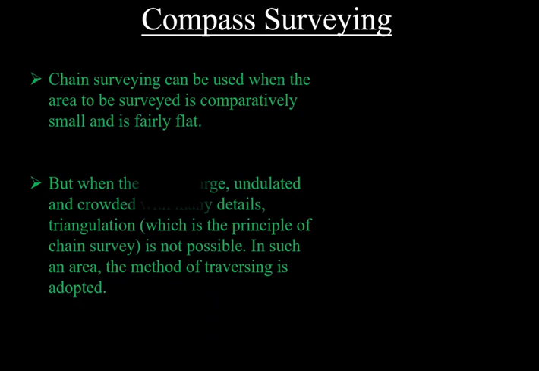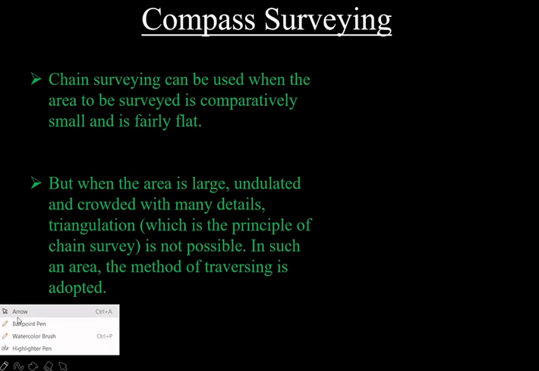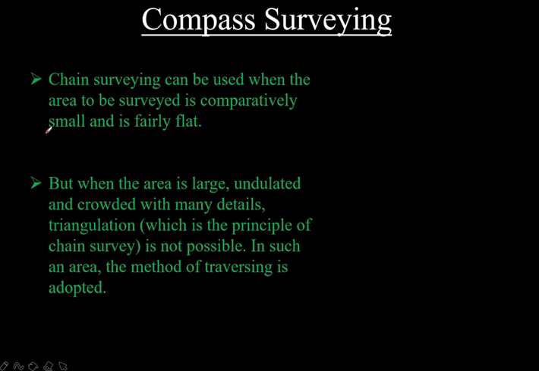Okay, so the chain surveying can be used when the area to be surveyed is comparatively small and it is fairly flat. Means what? It is free from undulations. It is not crowded. The area is free, so where we can assess the measurement by the chain. In such type of area we can use the chain surveying.